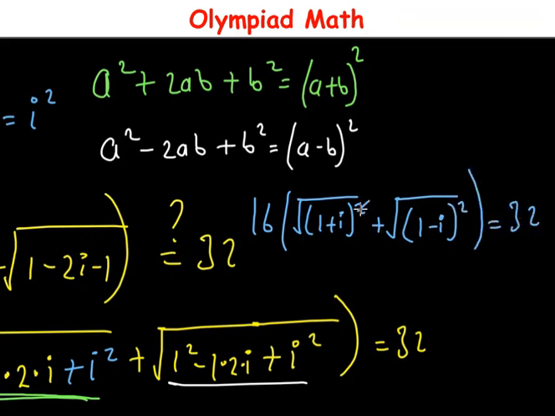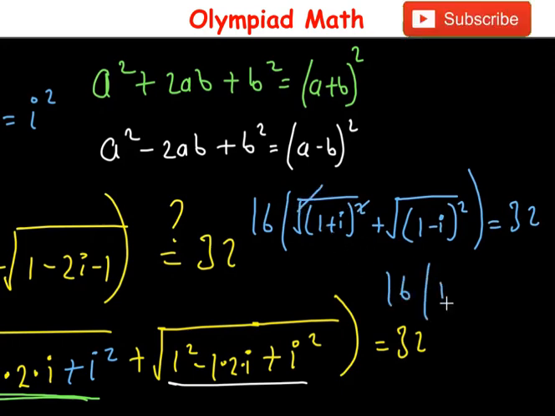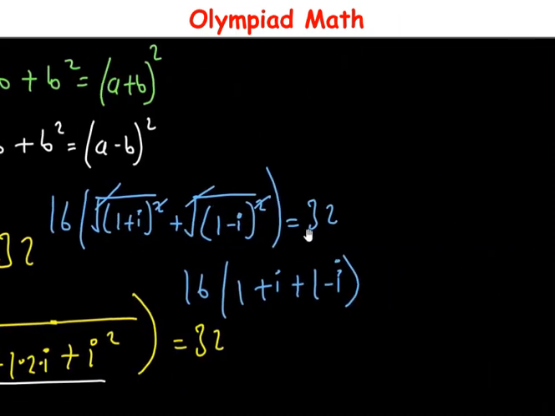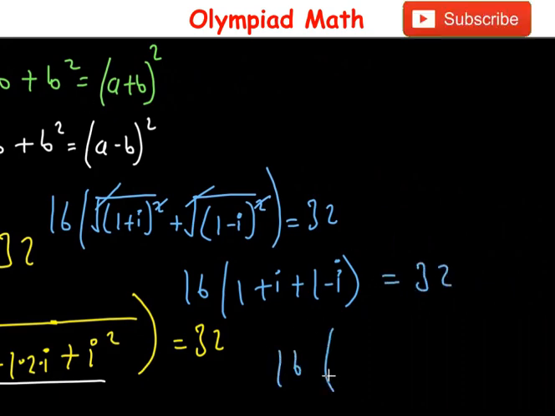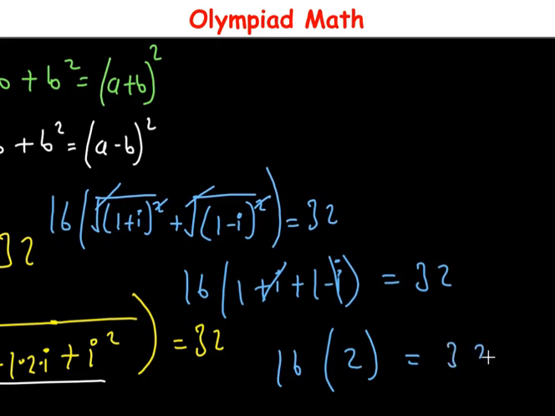So from here, square cancels square root, we have 16 into bracket 1 plus i, then plus, square cancels square root, we have 1 minus i, and all of this equals 32. So 16 into bracket, we cancel plus i and minus i, we have 1 plus 1, which is simply 2, equals 32, question mark. 16 times 2, the value equals 32, which equals 32.